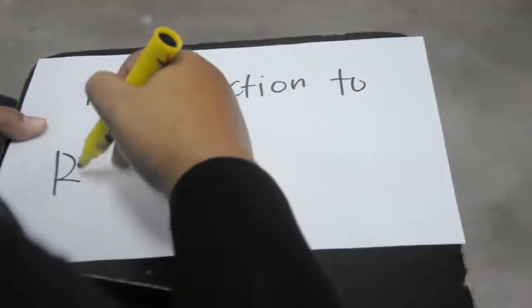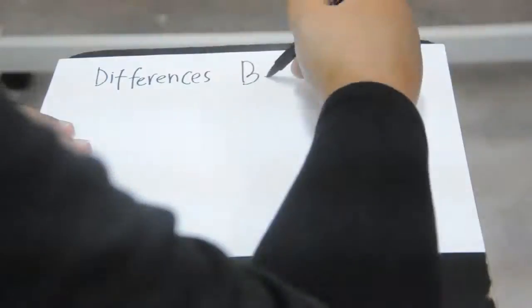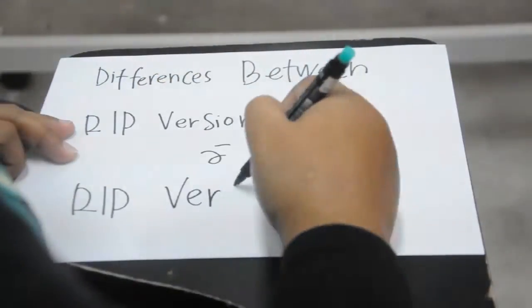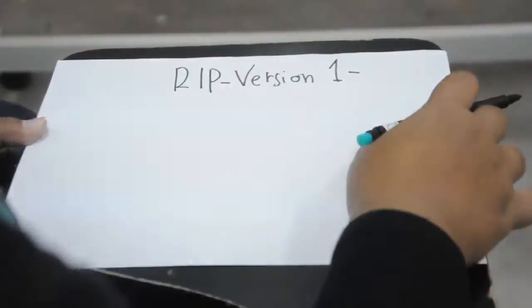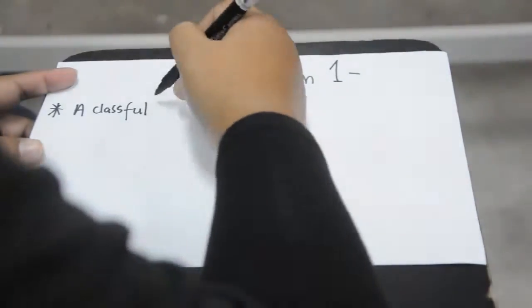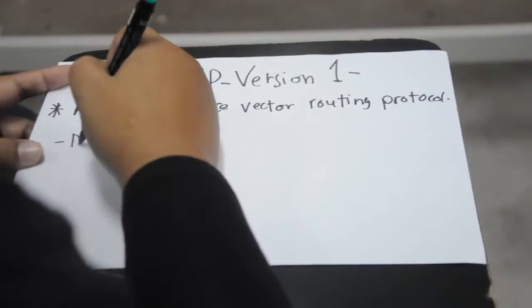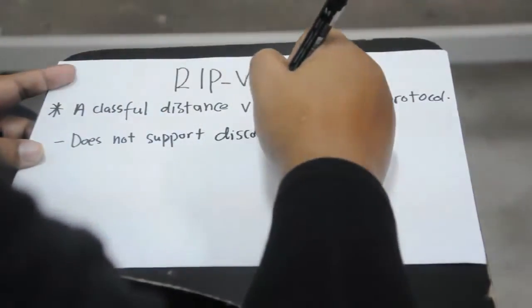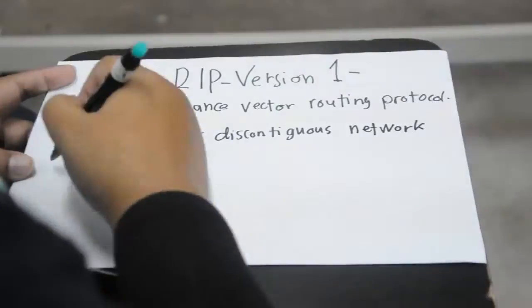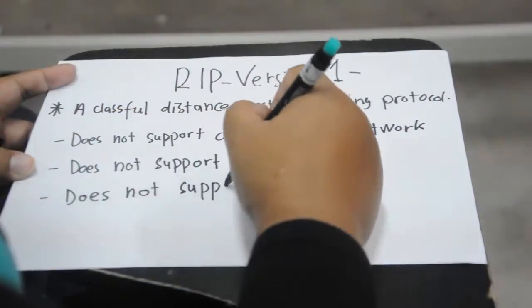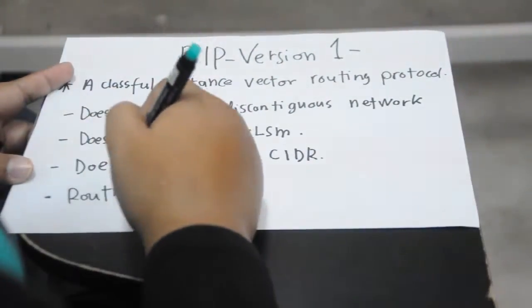Introduction to RIP version 2. Differences between RIP version 1 and RIP version 2. RIP 1, a classful distance vector routing protocol, does not support discontiguous subnets, does not support VLSM, does not send the subnet mask in routing updates. Updates are broadcast.